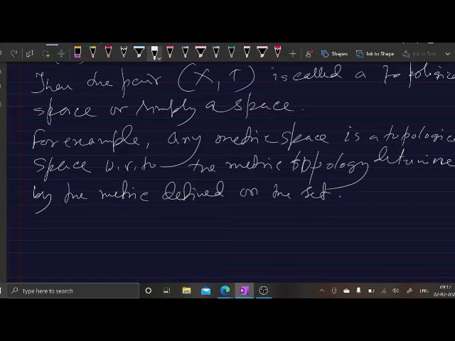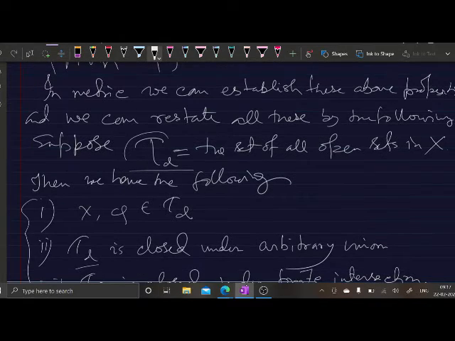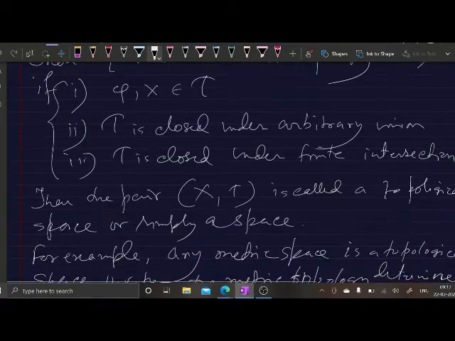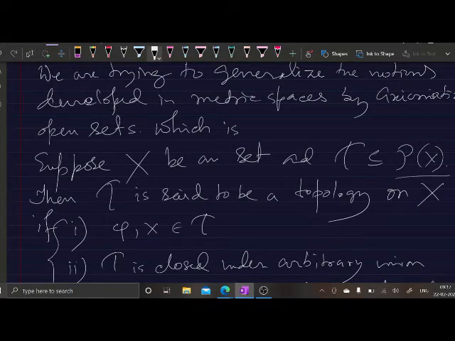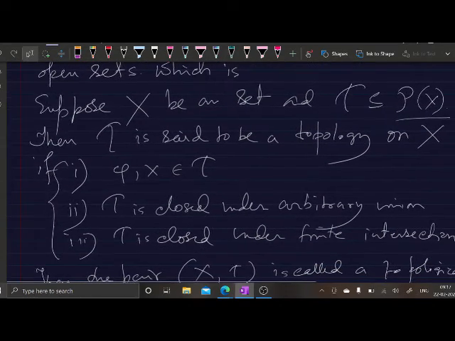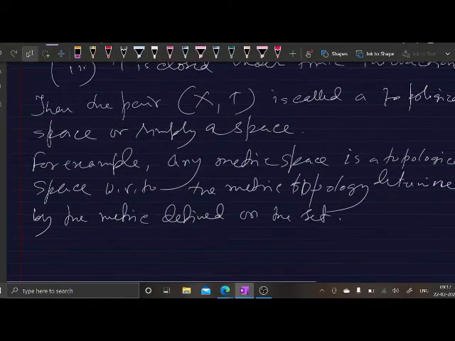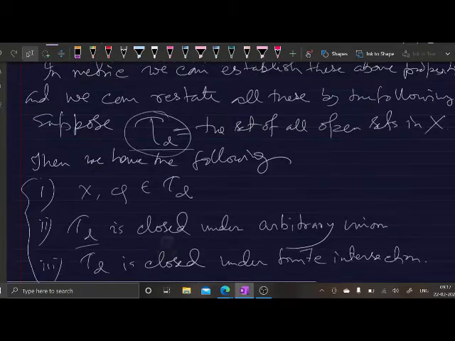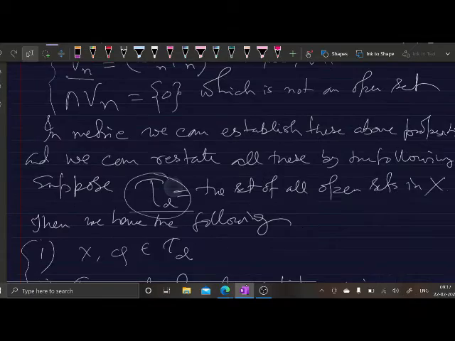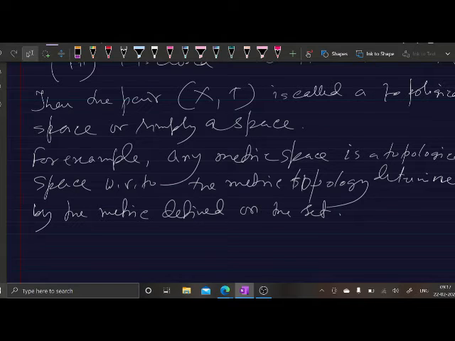So any metric space is a topological space, but in a metric space the topology tau depends on the metric D. Now if you take any tau subset of the power set of X, there is no such concept of metric that I have introduced in this generalization, so it doesn't depend on any such map D. So it is a general kind of setting that we can use to develop the ideas and notions that have been studied in metric spaces.